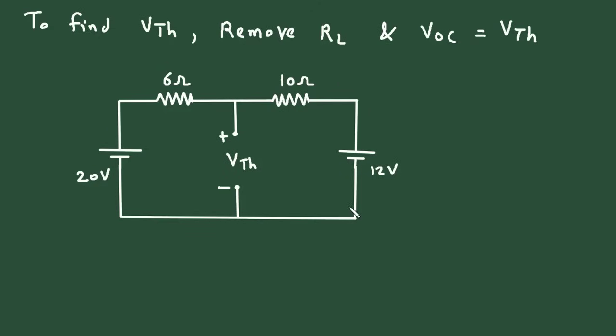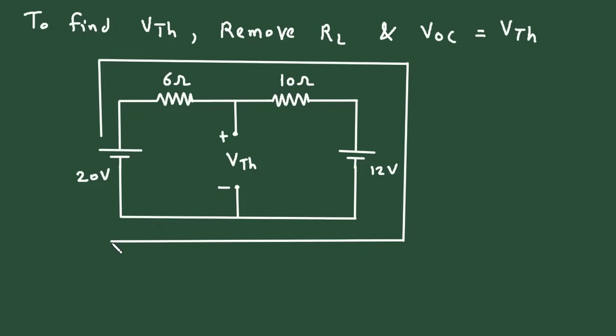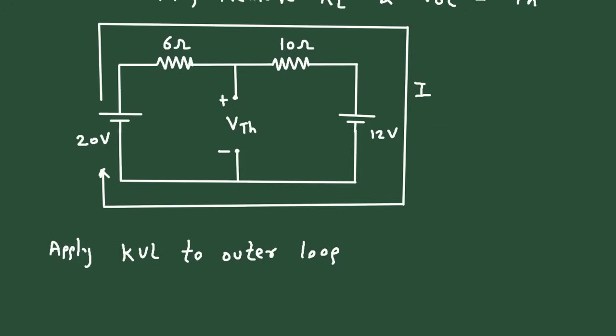First of all, we will apply KVL to the outer loop. Let's say this current is current I. Let's say this is a loop with current I. So we will apply KVL to outer loop. Now according to the direction of this current, this will be positive here, negative here, positive, negative. Let's say we are starting from this point, so it will be minus 20, then plus 6I, then plus 20I, plus 10I, then plus 12 is equal to 0. Here the loop is completed.